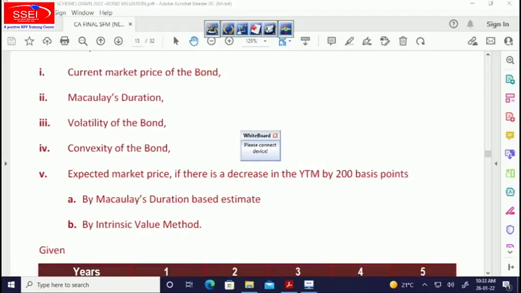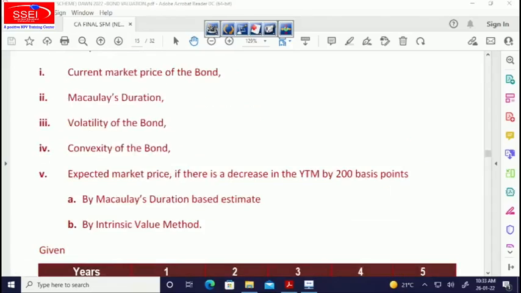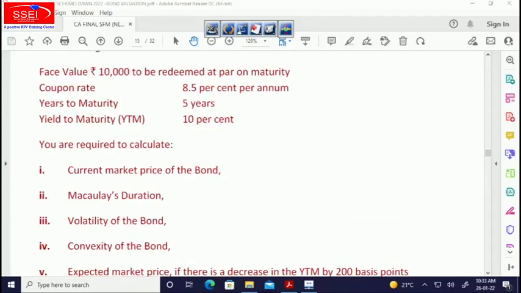Question number 5, calculate the expected price if yield falls by 200 basis points. Now this is not a shock, this is a forecast. That interest rate will fall. So find out the price, number 1 using duration, number 2 using the intrinsic value method. And here the annuity factors and all that are given. So let's do it. So I'm doing the solution.